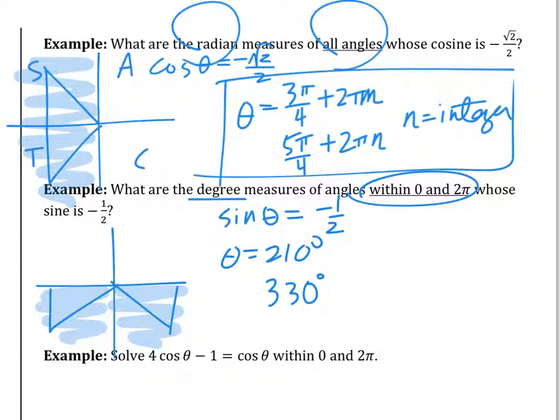And they want from 0 to 2 pi, so that's it. They're not saying all angles. They said just between 0 to 360. So that's it. If it says all angles, add 360 n. Wait, so it'd be here and here, and then you just find what it is in degrees? Yes.